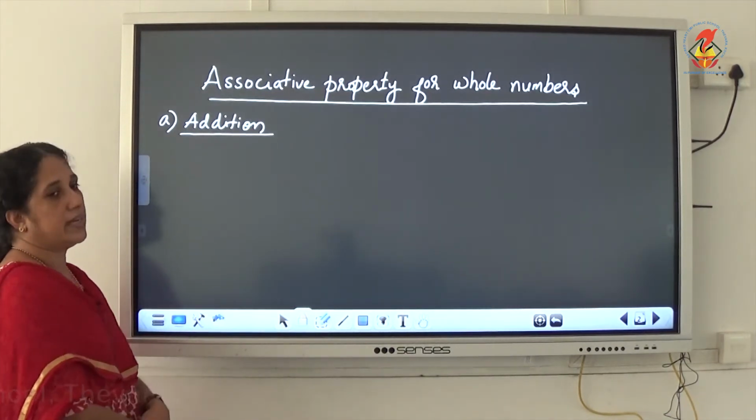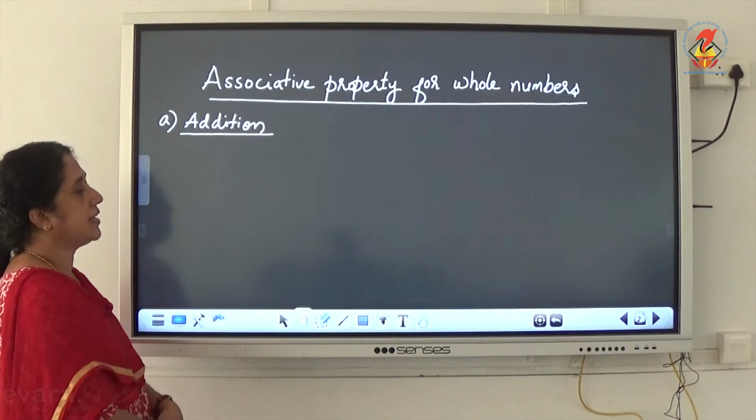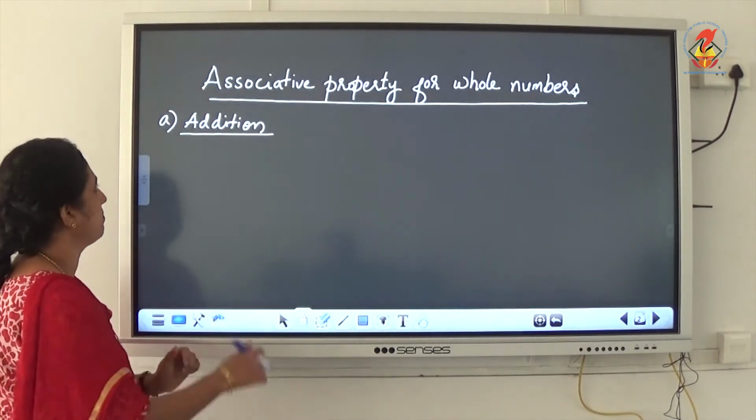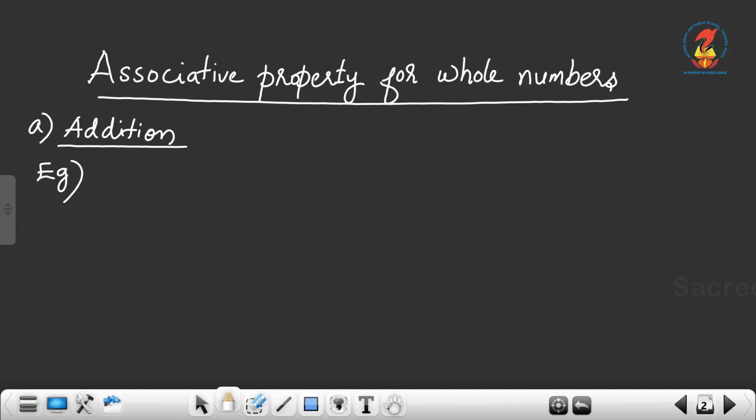In order to verify the associative property, we have to take 3 whole numbers. Now, the whole numbers are 7, 5 and 2. Then the operation selected is addition. So, 7 plus 5 plus 2. We have to add the 3 whole numbers. Now, first you have to add the first 2 whole numbers. So, we are putting a bracket there.